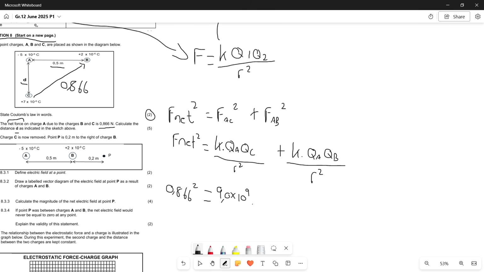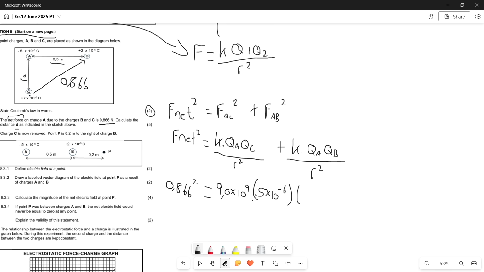So when we plug in our QA, we can just plug it in as 5 times 10 to the -6. The -6 has to remain, but the negative in front of the 5, that can go away. Cool. And then our C value is 7 times 10 to the -6 over there. And then when we plug in our R in this case is D, that is the distance that we want. And then we must just remember to square that as well.